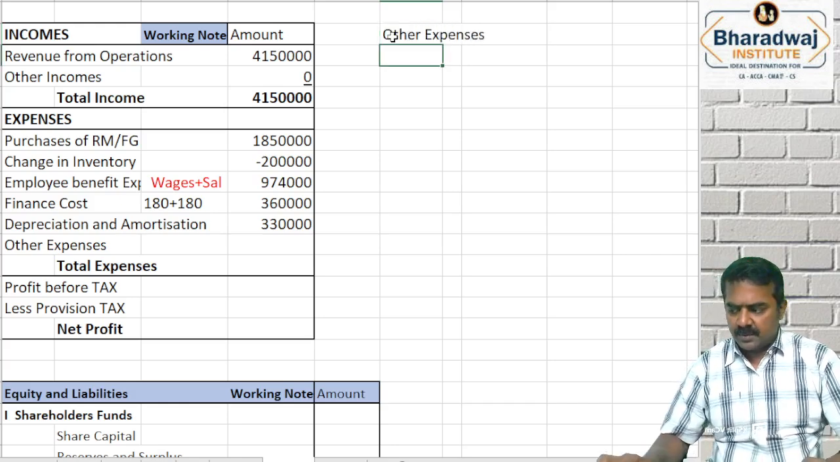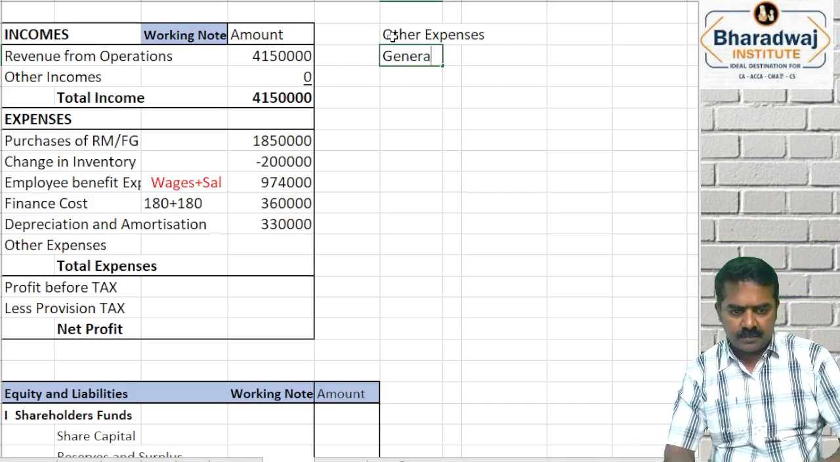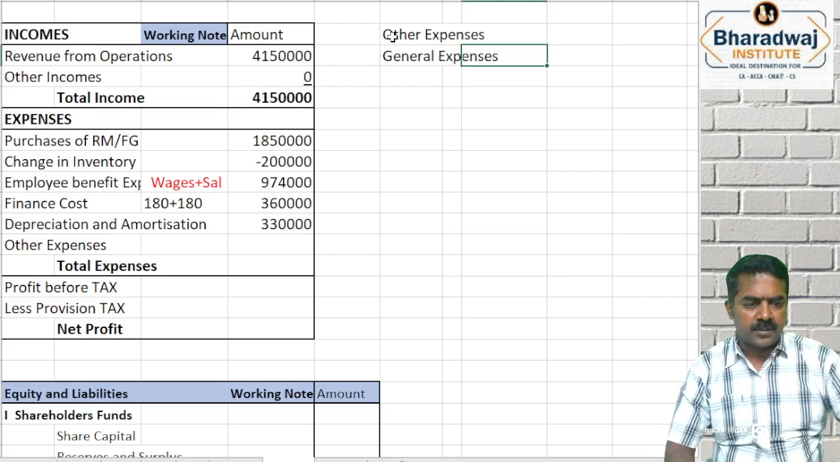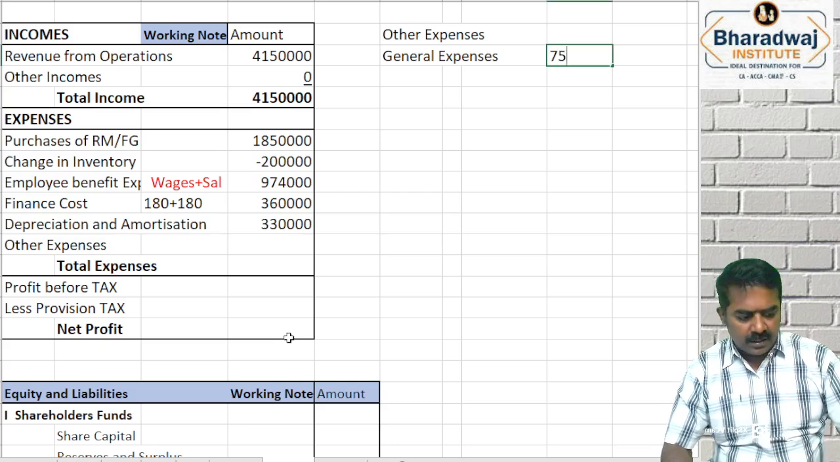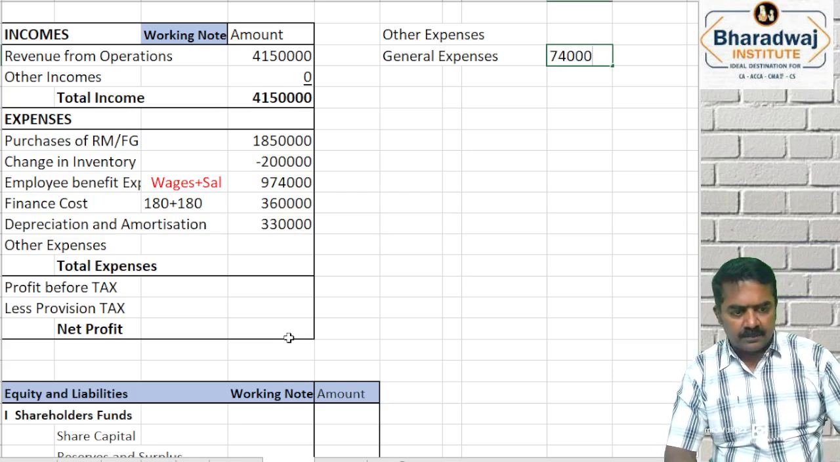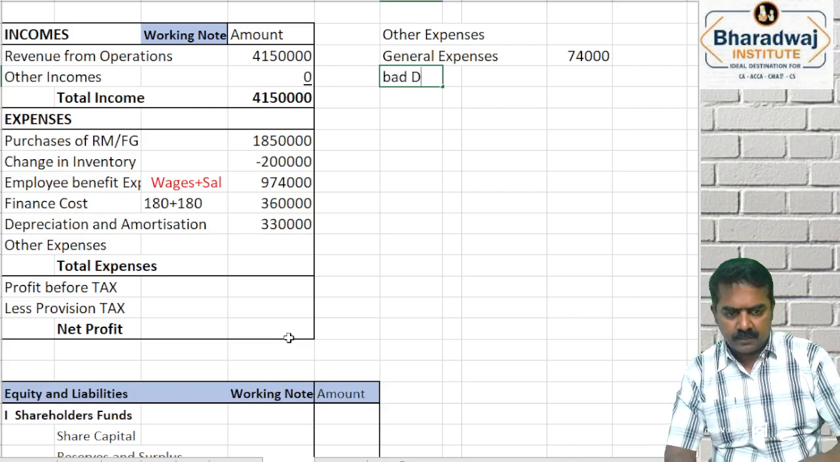What will come in other expenses? General expenses will be given. General expenses, how much is given? 74,000. Then bad debts will come. 21,000, sir.